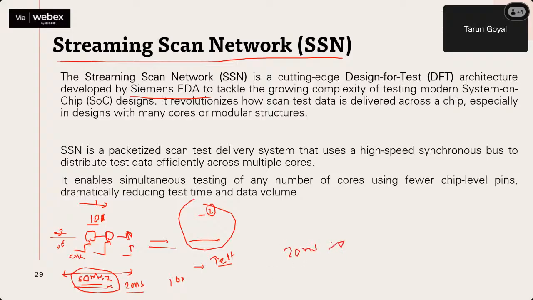Suppose multiplied by, I have 100 shift cycles, so then that's the kind of test time it requires for one pattern. Right? Now, to reduce this, suppose whatever number it's coming to is 2 microseconds. To reduce this 2 microseconds, one way is we increase this 50 megahertz. Now suppose we make this 100 megahertz.